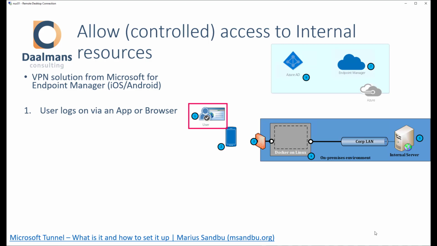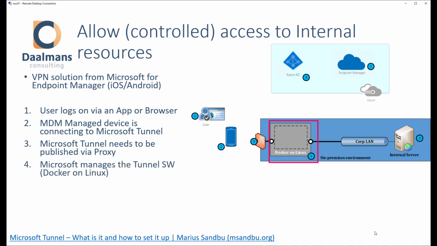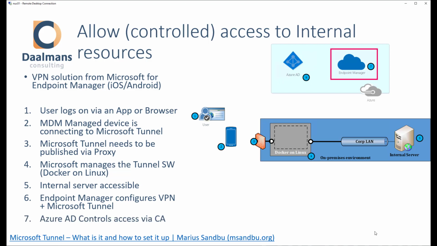But what we can do when we set this up, user logs in to an app or browser. The MDM managed device has been provisioned with a VPN profile, will connect to the Microsoft Tunnel, which is basically a Docker image on a Linux device, which allows access to an internal server. Of course, Azure AD is able to control access via conditional access, and the Microsoft Endpoint Manager is configuring the service, of course, but also the VPN profile.